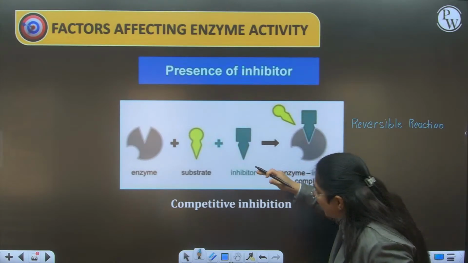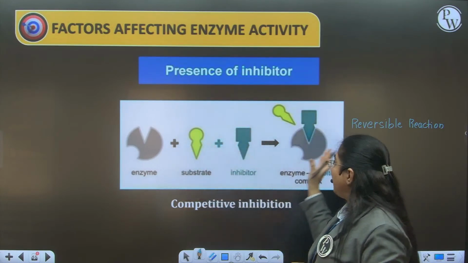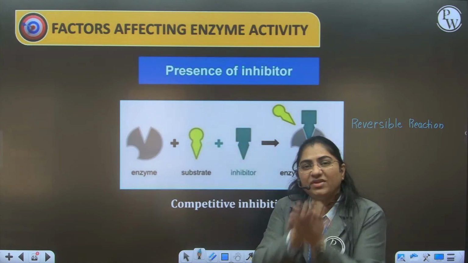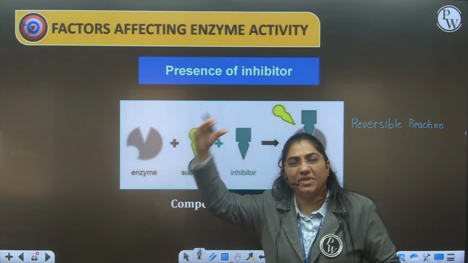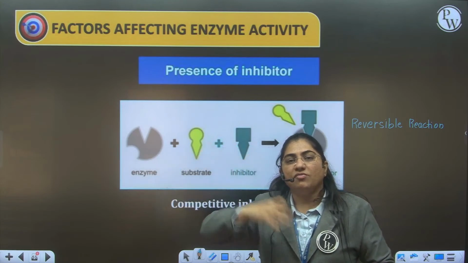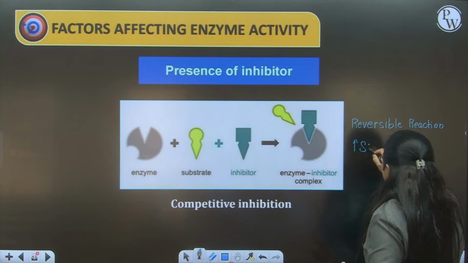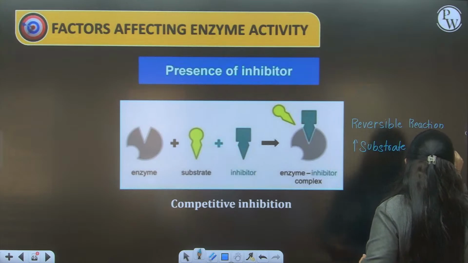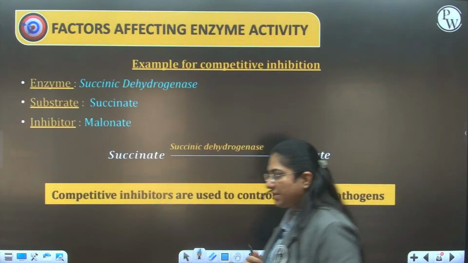When you increase the substrate concentration, even in the presence of an inhibitor, it will displace the inhibitor and again come and bind with the enzyme. Thereby, we will be able to have the maximum effect of the enzyme and the maximum enzyme activity. So, we will be able to reach Vmax. However, we will have to increase the substrate concentration. So these are the factors which are going to affect the enzyme activity.